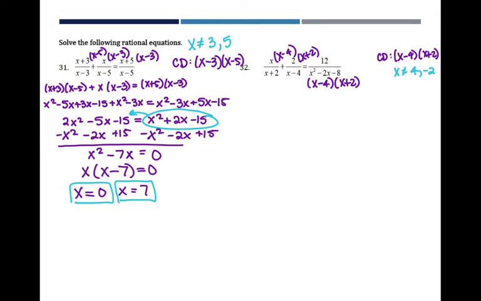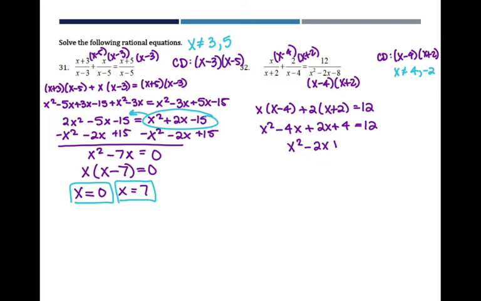So now I'm going to focus on my numerator. So I have (x minus 4) plus 2 times (x plus 2) equals 12. Let's distribute. So x times x is x squared minus 4x plus 2x plus 4 equals 12. I have x squared minus 2x after combining like terms, plus 4 equals 12.